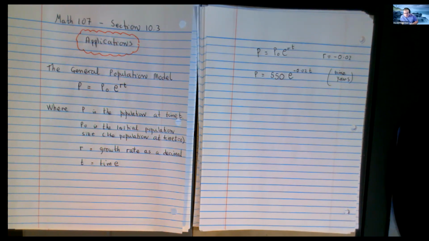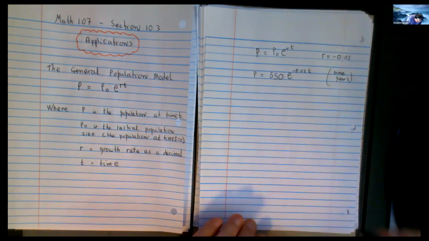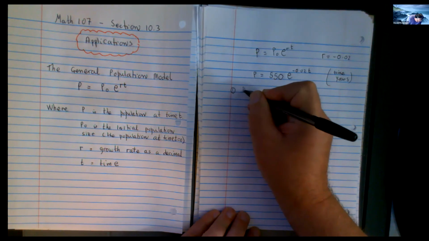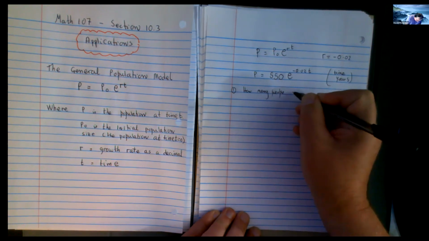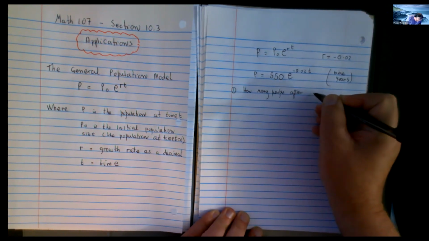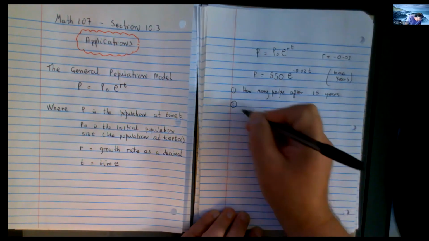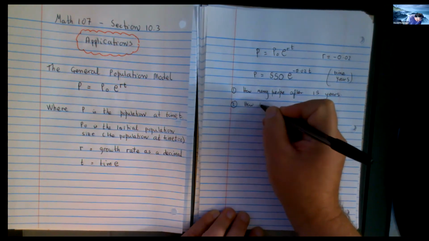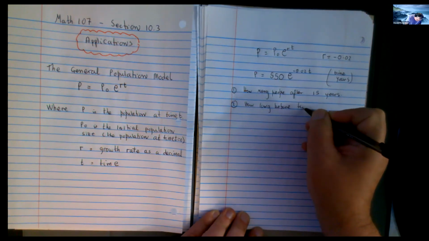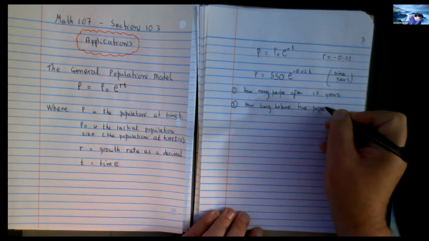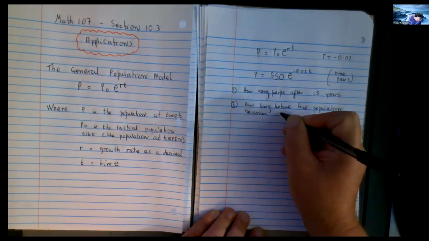Let's find out what happens. Well, you get exactly the same two types of questions. The first is, how many people will live in this town after, say, 15 years have gone by? And the second question is, how long before the population becomes, say, 230 people?